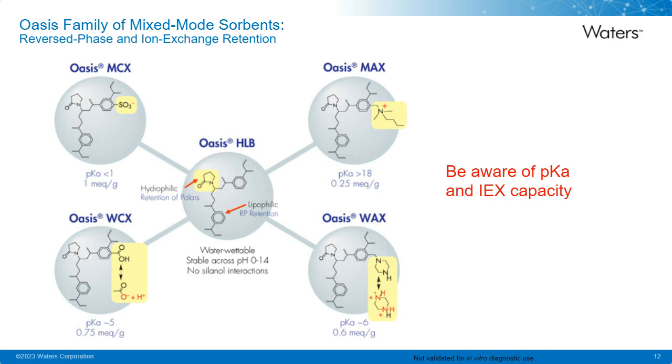The important thing to be aware of for many of these is, one, the pKa of the sorbent itself, in the case of the weak sorbents. It's about 5 for the weak cation exchanger and about 6 for WAX, the anion exchanger. We also want to be aware of the ion exchange capacity. Often when we're dealing with urine samples, there are a lot of small polar molecules in there, like creatinine and urea, and those can sometimes create capacity issues with the smaller sorbents, and we'll talk about that later.